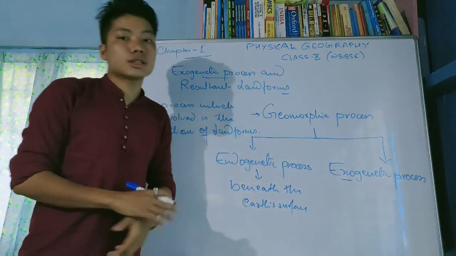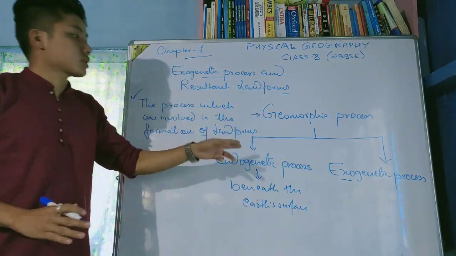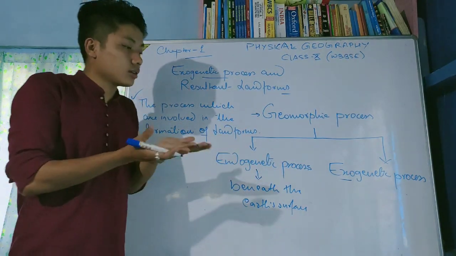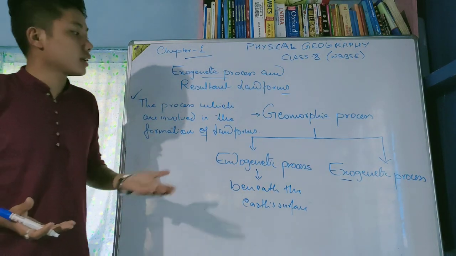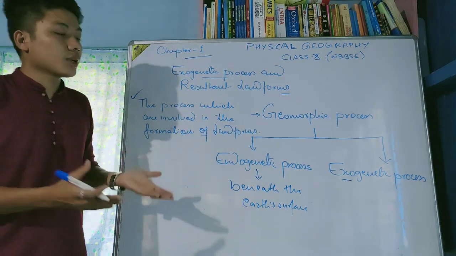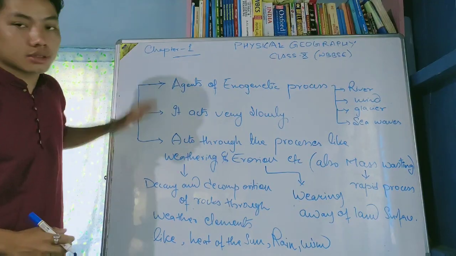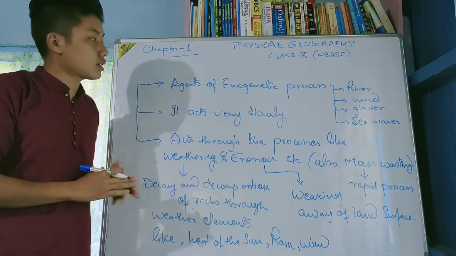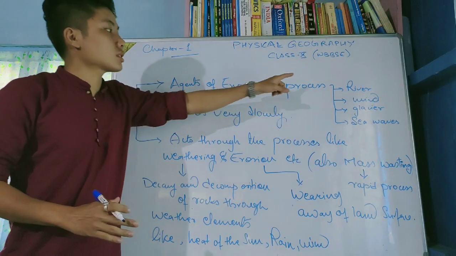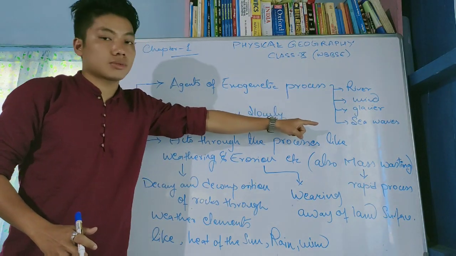So next is exogenetic process. What is exogenetic process? The geomorphic process which acts upon the earth surface, that means above the earth surface, which is visible to us, like the work of rivers, work of winds, work of glaciers, all these things. Exogenetic processes work through different natural agents, like river, wind, glacier, and sea waves.